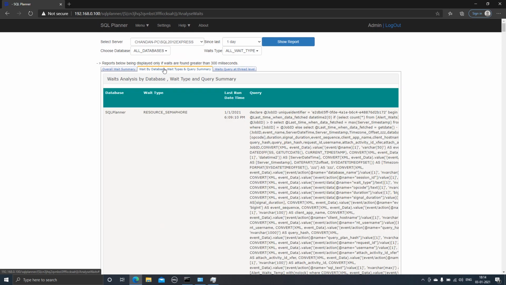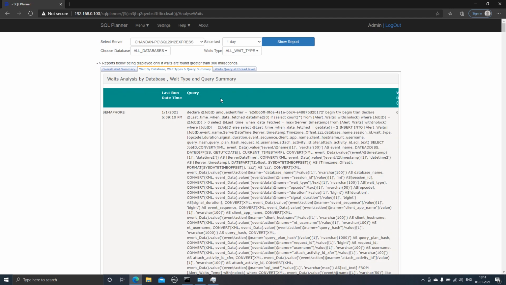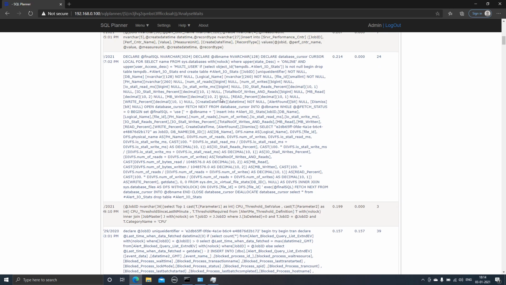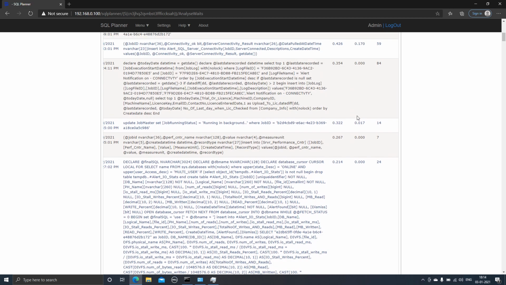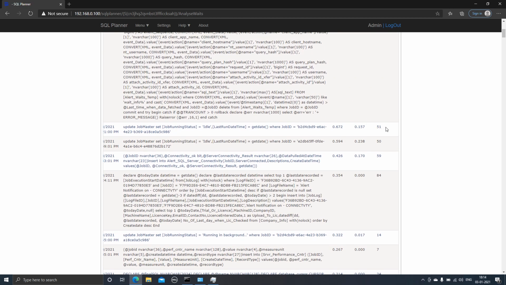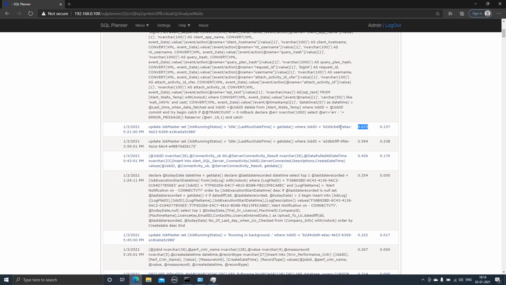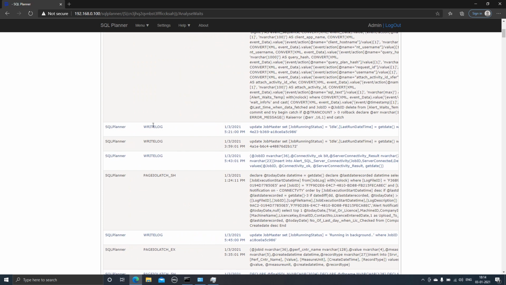Coming back to the second tab, here we have the overall sample data basically, and this is aggregated based on the execution count. So let's say 51 times this query was run and 600 milliseconds was the wait time under write log.